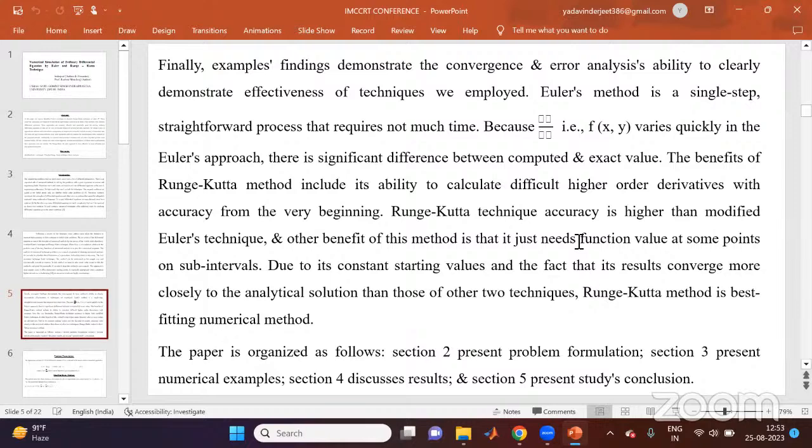This paper is organized as follows. Section 2 presents problem formulation, section 3 presents numerical examples, and then result discussion and conclusions.